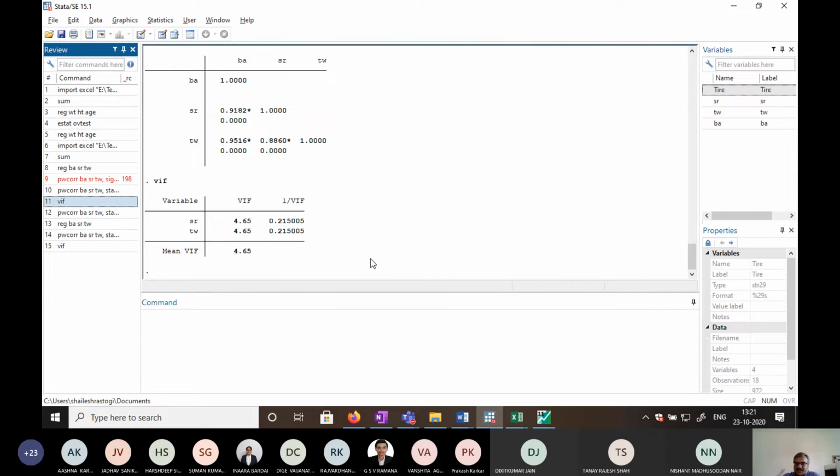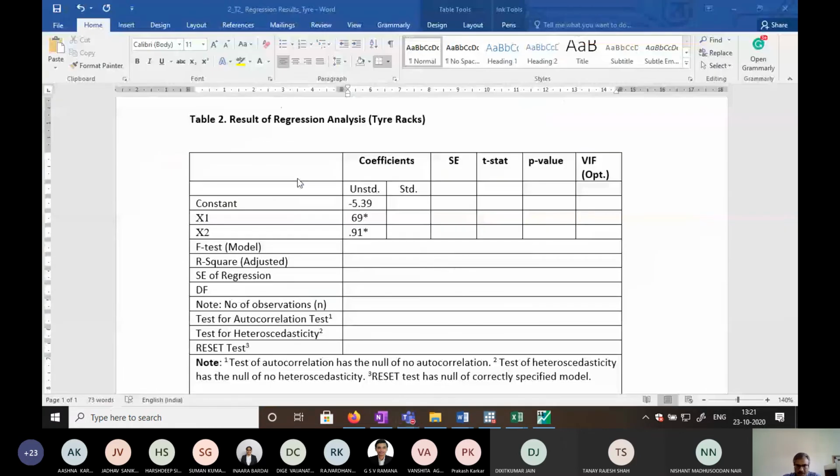But VIF is always secondary. The primary thing is the correlation coefficient between the independent variables. If it is more than 0.8 and significant, there's a problem of multicollinearity. So I need to advance my model. I need to drop one of the independent variables if I want a perfect model. I'm not doing it right now, but that is the obvious next step to remedy the multicollinearity problem. I need to do that.